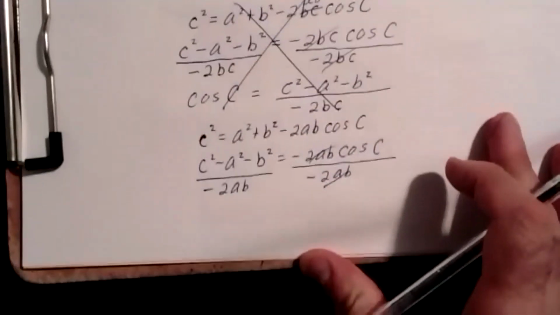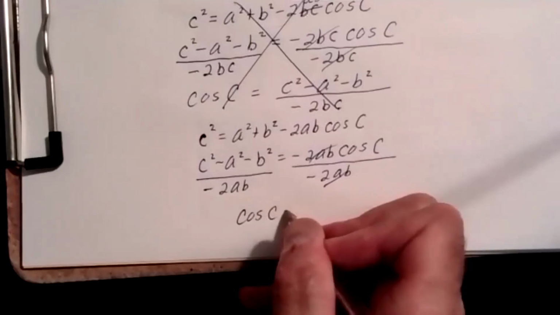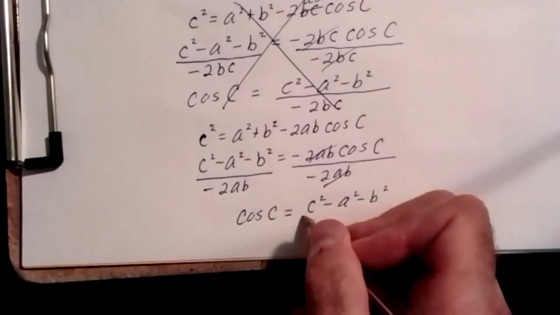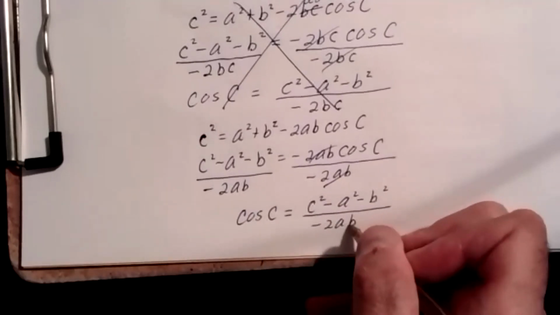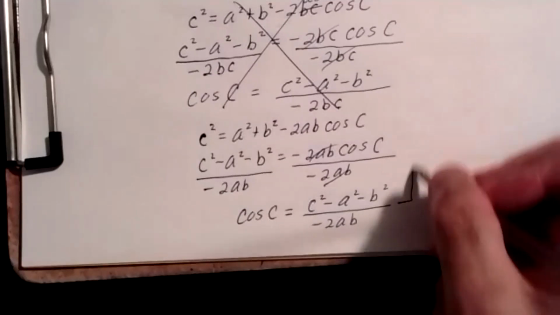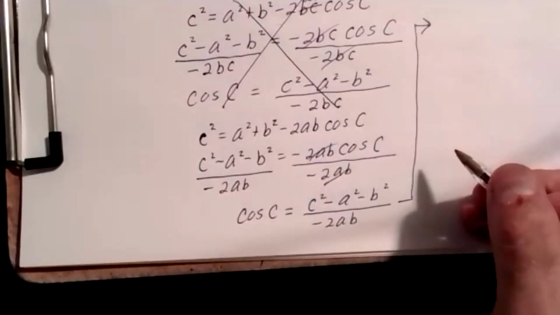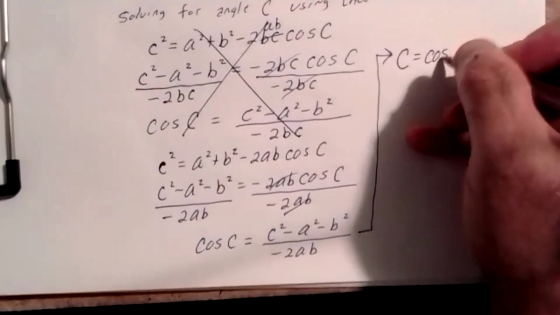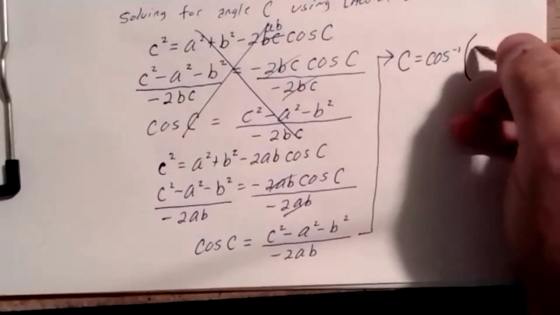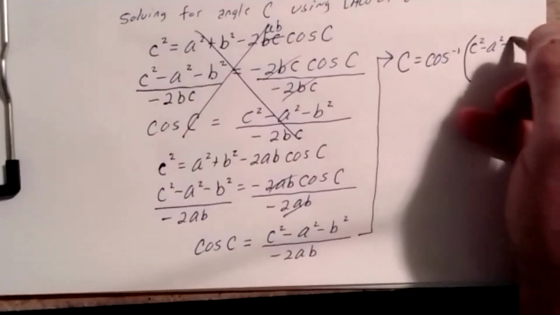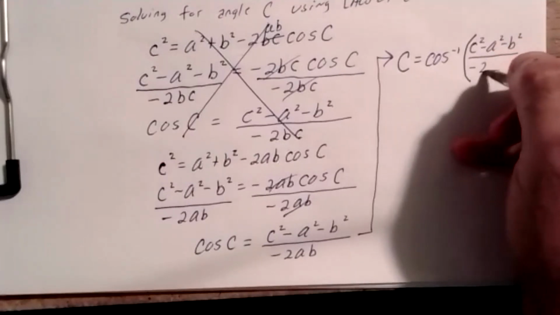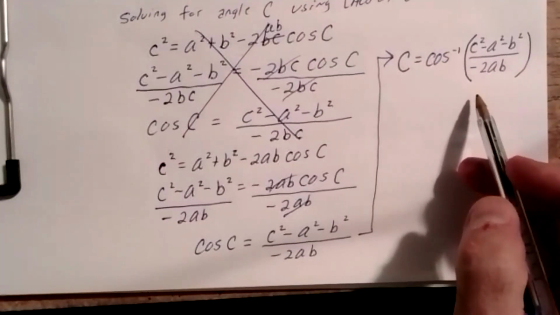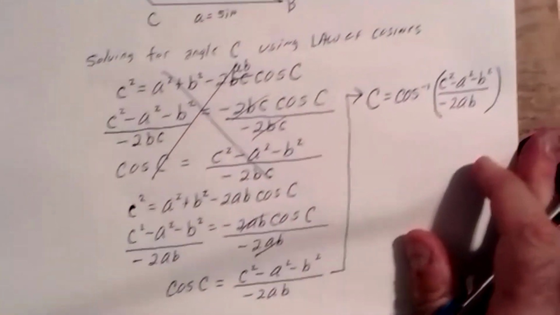These cancel. All right, so therefore, the cosine of angle C is equal to C squared minus A squared minus B squared divided by negative 2AB. And to round things out, to find angle C, we're going to have to take the inverse cosine of both sides of this equation. So angle C, in essence, is going to be the inverse cosine of C squared minus A squared minus B squared divided by negative 2AB. Then we'll have our answer. Everybody see that there? That's how we're going to find angle C for this triangle.